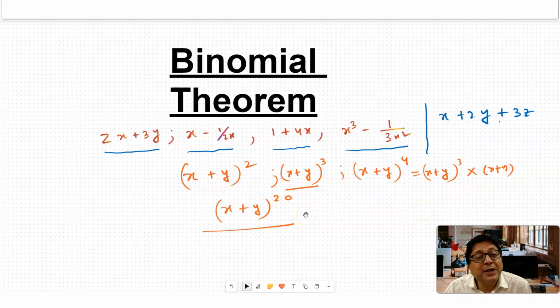If it is 2, then you can expand. If it is 3, then also you can. 4, 5, all these you go step by step. But the problem I told you arises for expansion like x plus y to the power 20. Step by step we learn how to get those coefficients.